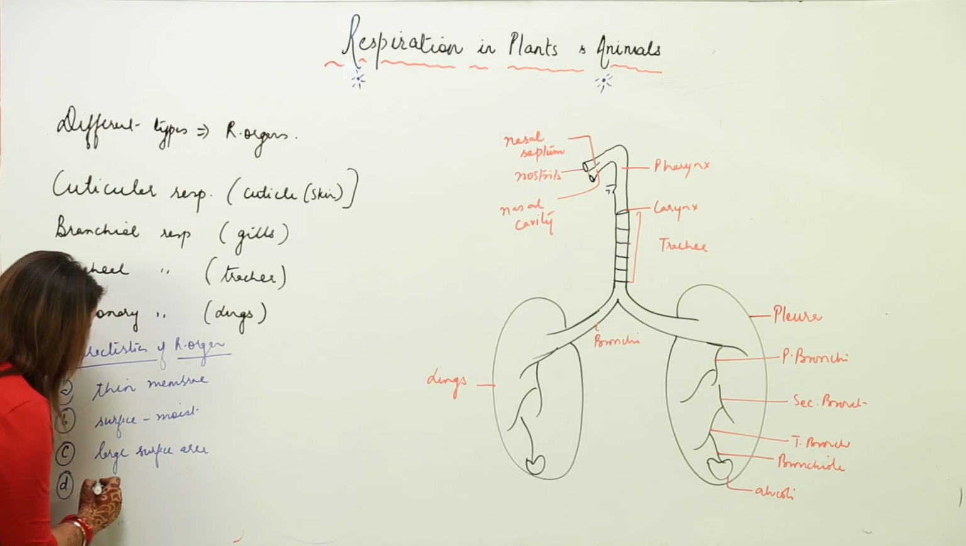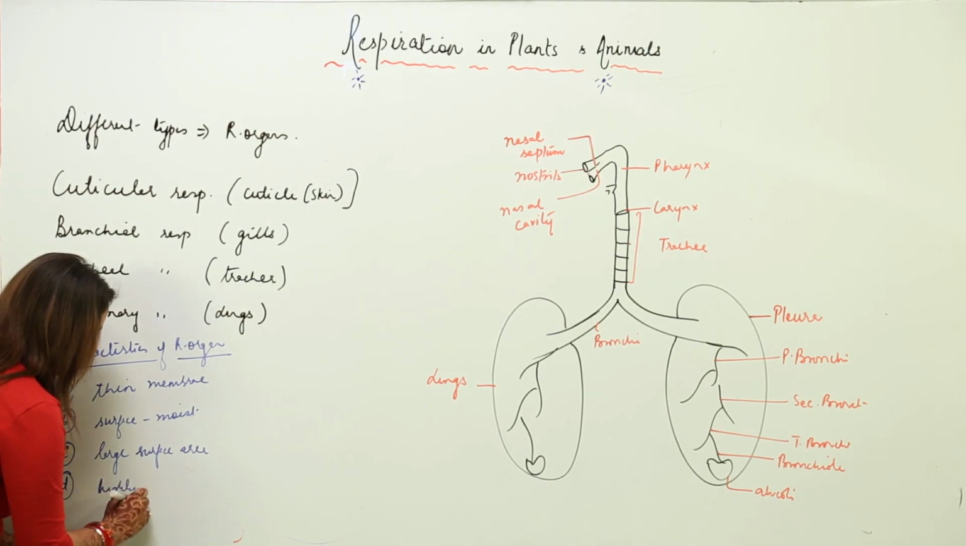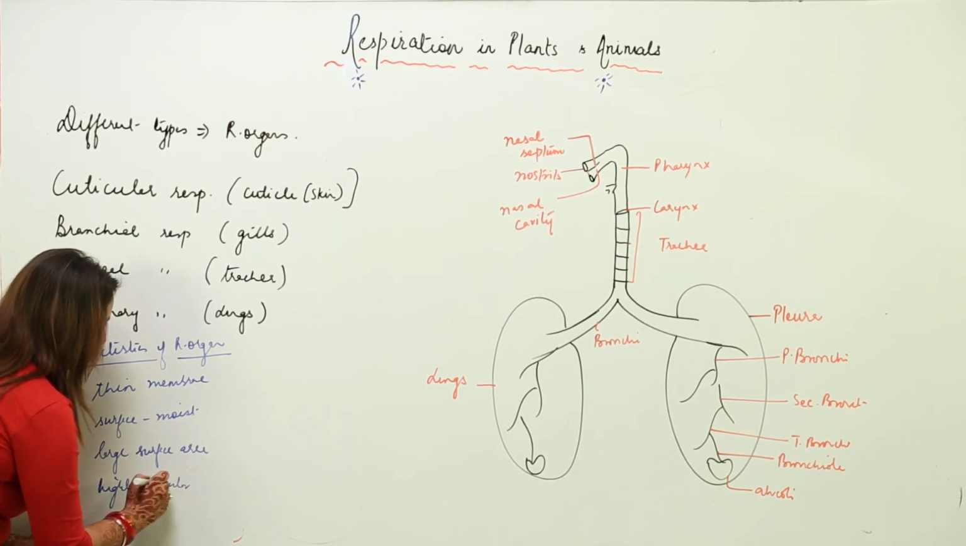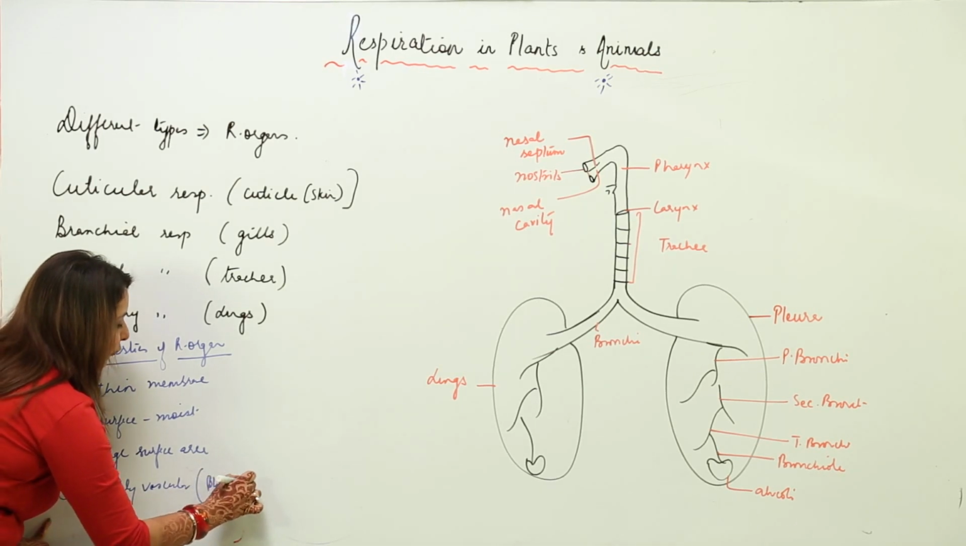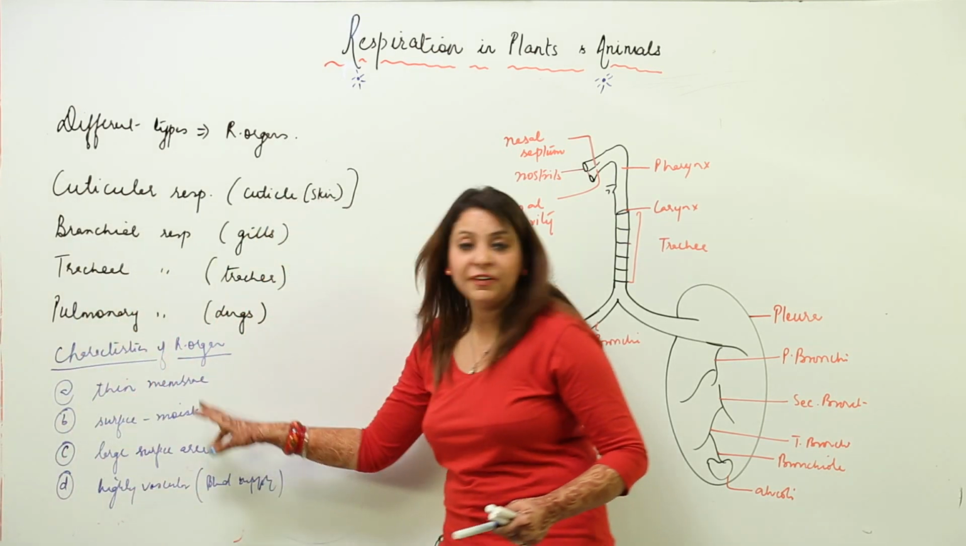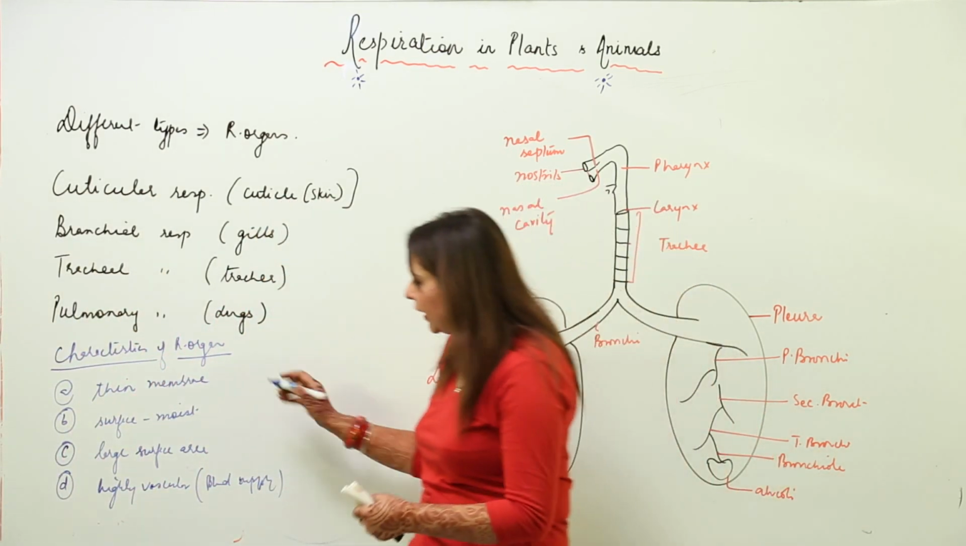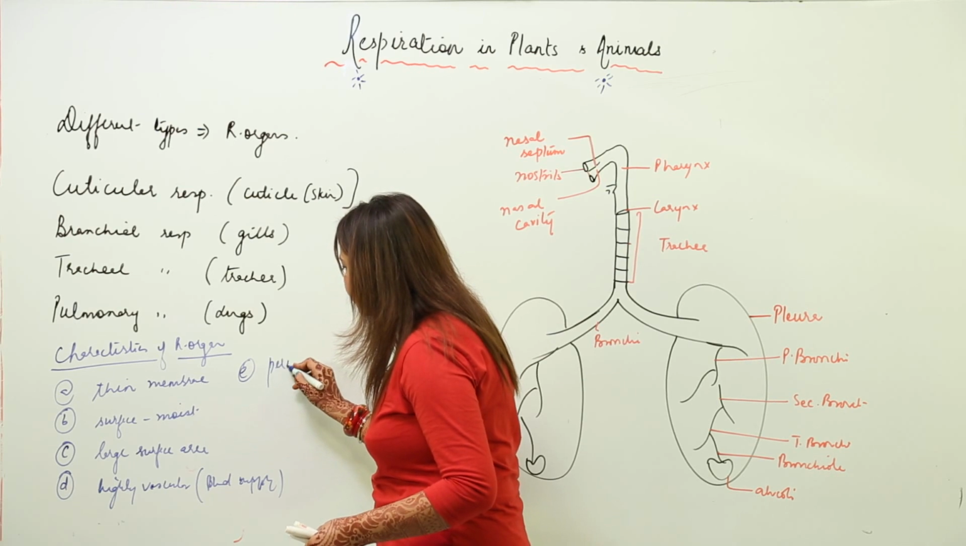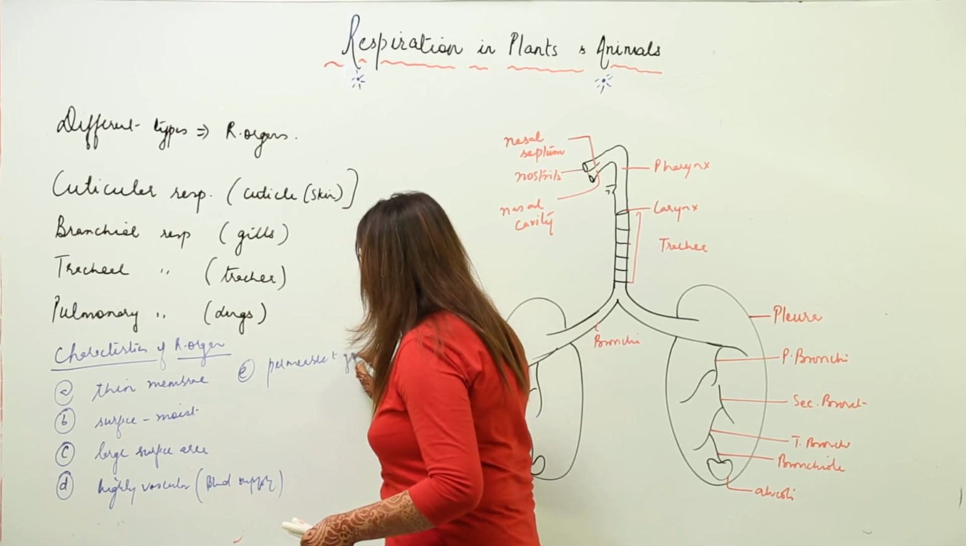And the last is that it should be highly vascular. Now what does vascular mean? It means a large amount of blood supply should be there. Now we are going to discuss these factors, and one more factor: it should be permeable to gases.